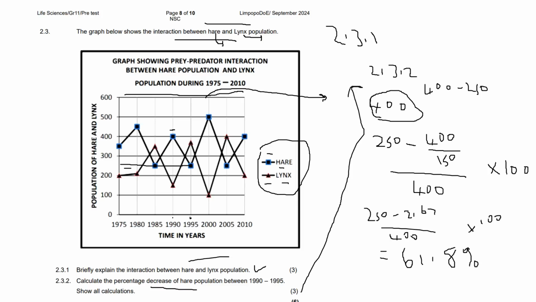So it means that the population is decreasing by 61.8% during that time frame, which makes sense because it was at 400, now it went to 250. It didn't decrease that much, so it decreased by 61%. Okay, that makes sense. That's a big decrease, though.